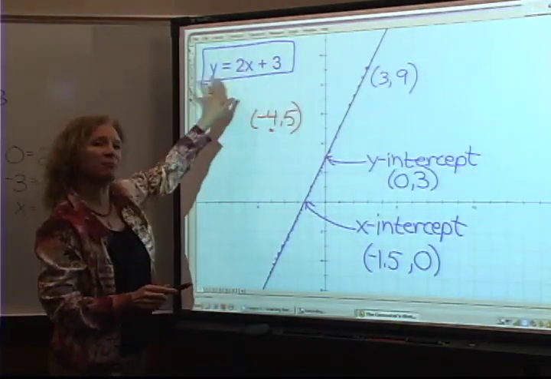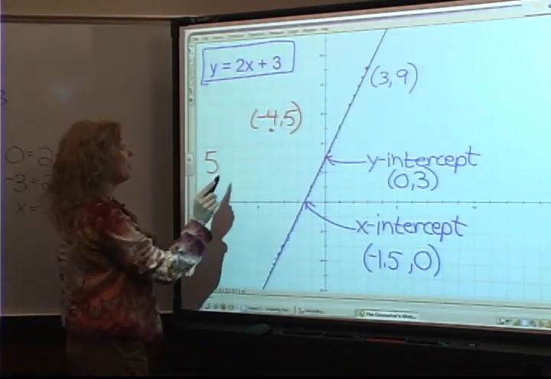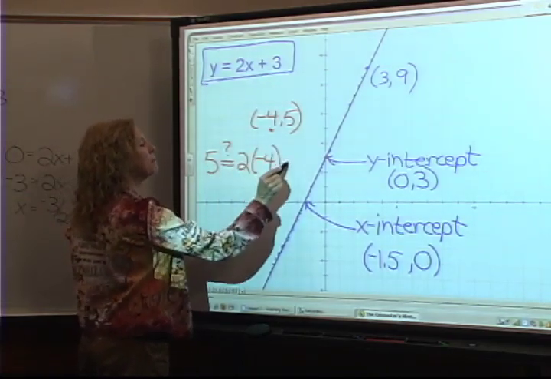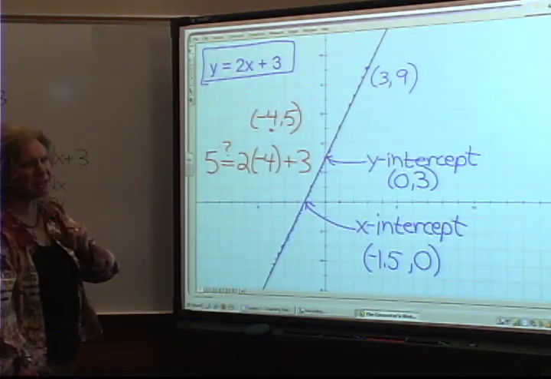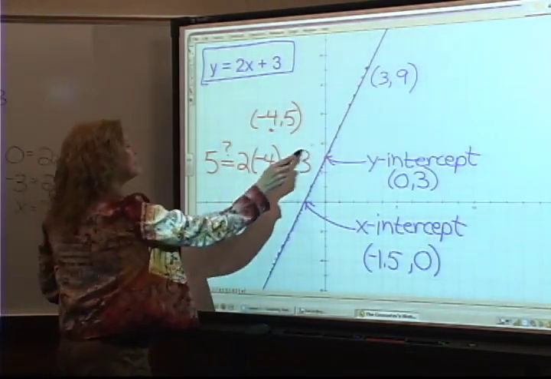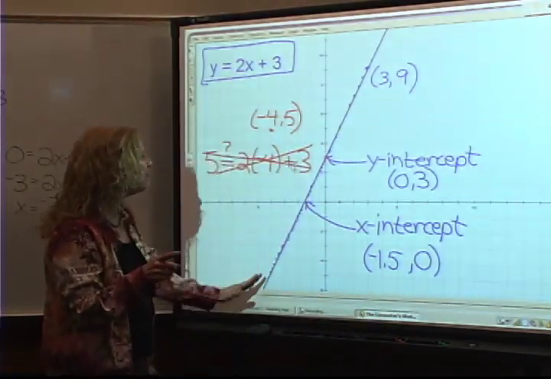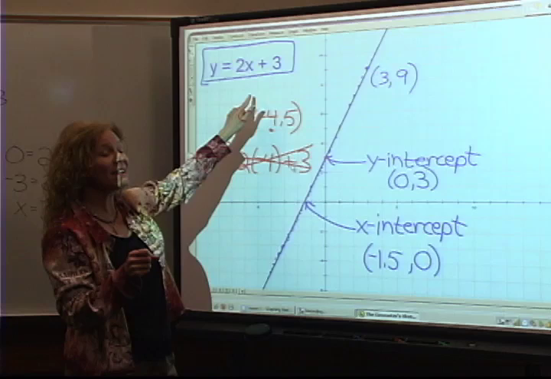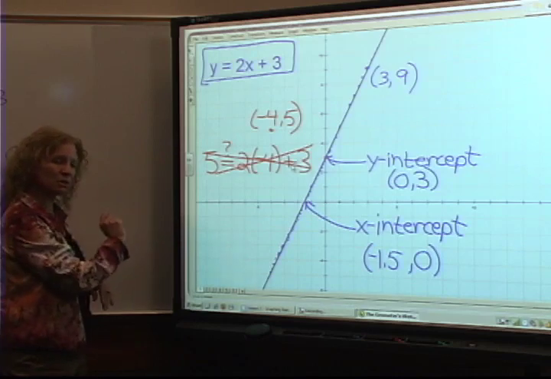Will -4, 5 make that equation true? Well, let's see. The y-coordinate is 5. Does that equal 2 times -4 plus 3? You might think at first that it does, but watch the sign really carefully. This is -8 plus 3, which is -5. No, this is not true at all. And so what's very interesting is that while there are infinitely many solutions to this equation, there are also infinitely many non-solutions. Okay? And you see those as well.